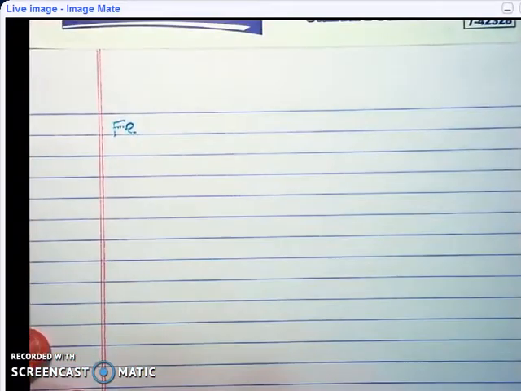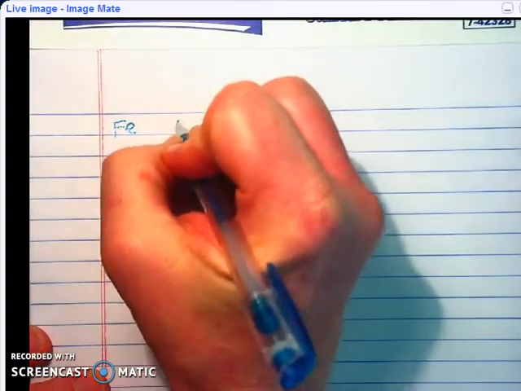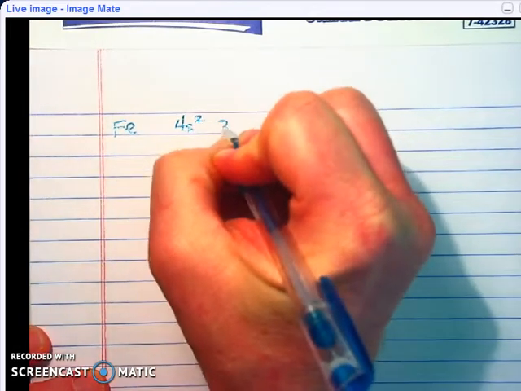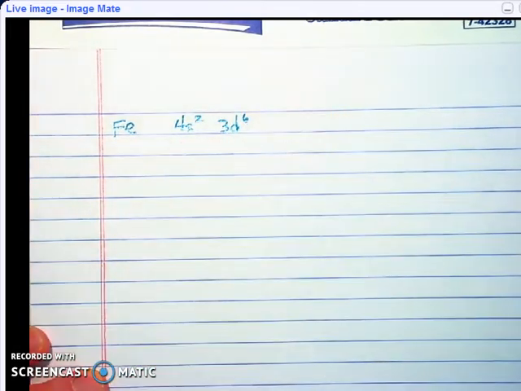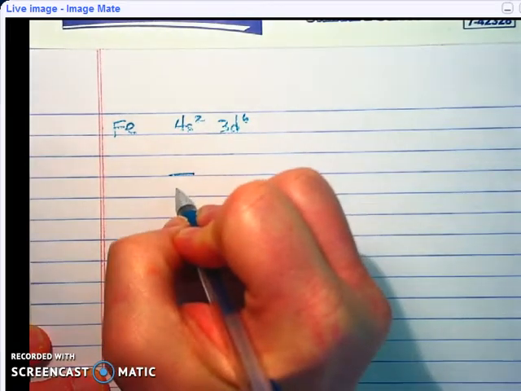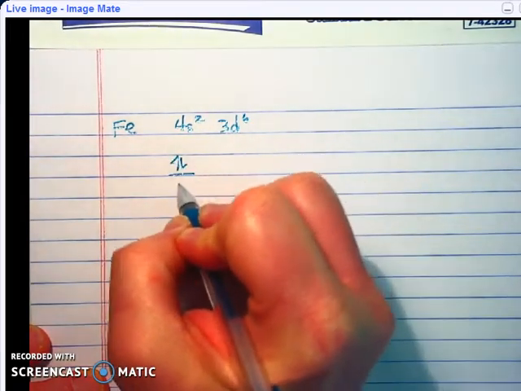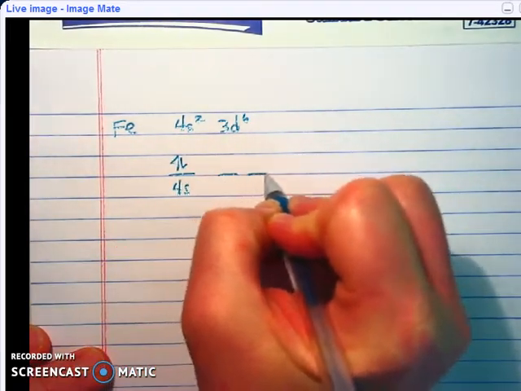Start over. Find iron on your periodic table. Iron is a transition metal. Let's just look at the outer electron. So what are we in the fourth period? Is it 4s2? You don't have to write this part down. So we have 4s2, 3d6, correct? Okay, so if I were to write the orbital diagram, this is my 4s.